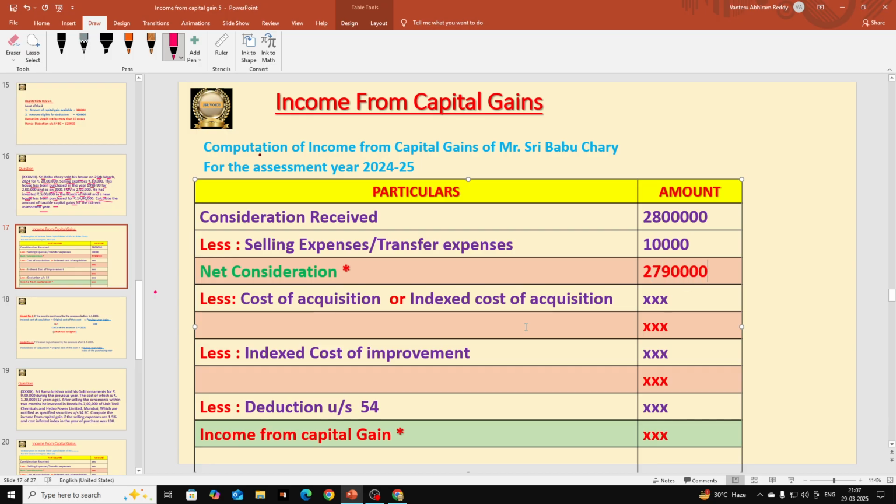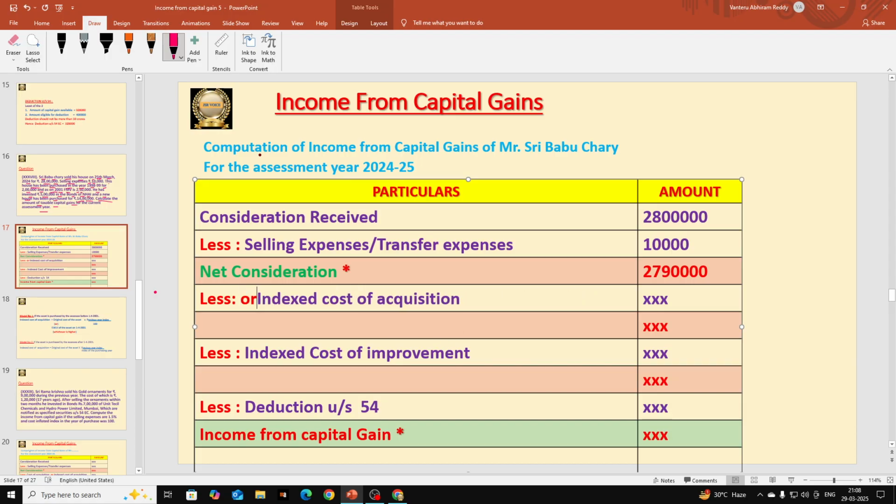That is known as net consideration. We should give a name for that. And after this we are going to deduct either cost of acquisition or indexed cost of acquisition. We deduct cost of acquisition if our asset is a short-term capital asset, but here that is not the case. He purchased in the year 98-99, and he is selling during the previous year. He used it for more than 2 years. So that is a long-term capital asset. We need to deduct indexed cost of acquisition.